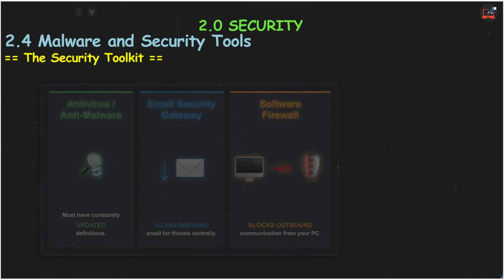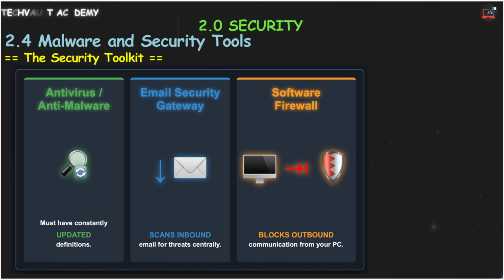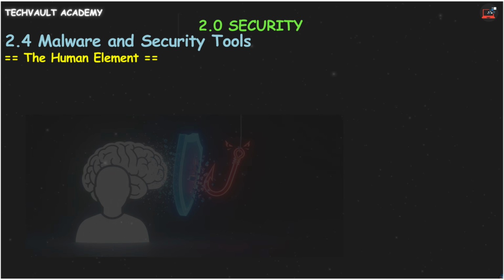Our standard security toolkit includes antivirus and anti-malware, which must have their definitions updated constantly. An email security gateway scans all incoming mail for threats before it ever reaches your inbox. And a software firewall, like the one built into Windows, is critical. It acts as a personal guard, preventing malware that might be on your system from communicating back to its command and control server.